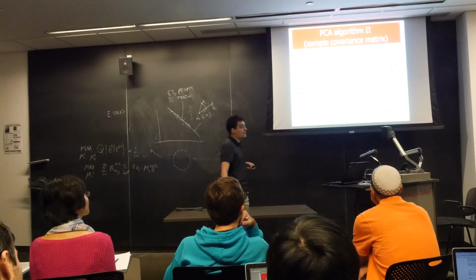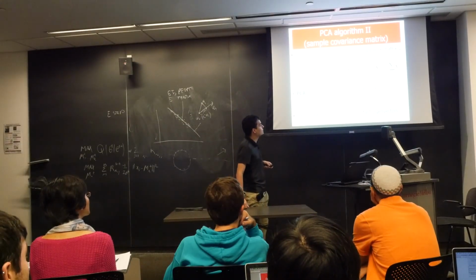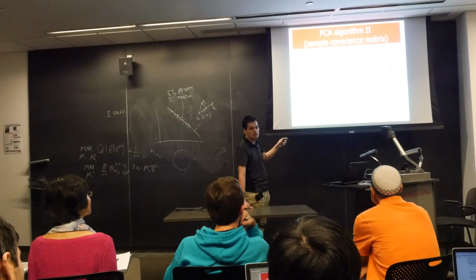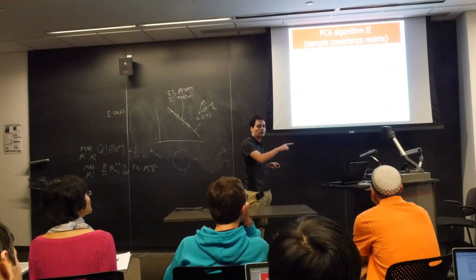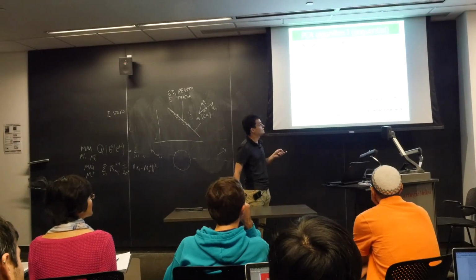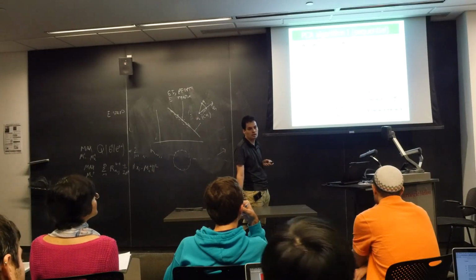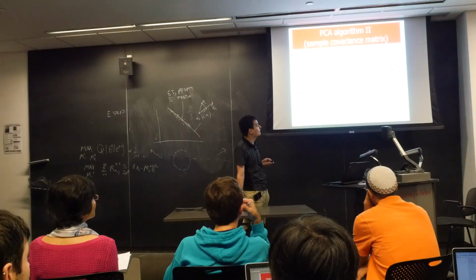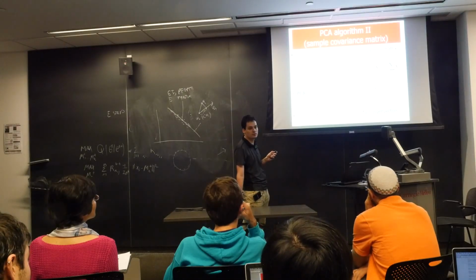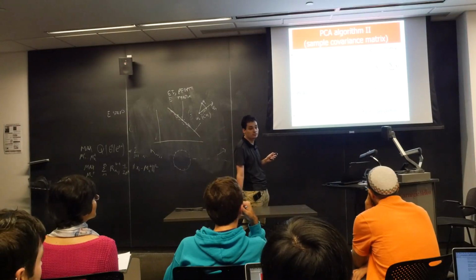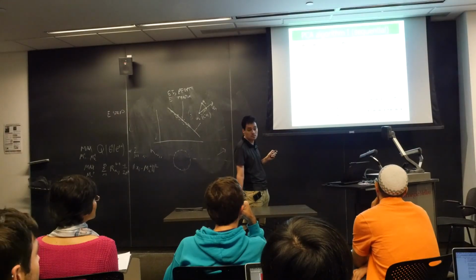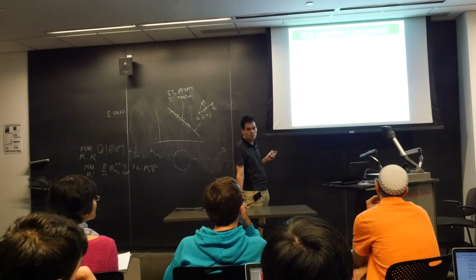You calculate this covariance matrix. And I claim that the first k eigenvectors of this sigma are exactly the first k vectors that you would find with algorithm 1. It's not trivial to see, so you have to believe me for a sec, that the first k eigenvectors of sigma are exactly the vectors that you would find with algorithm 1.